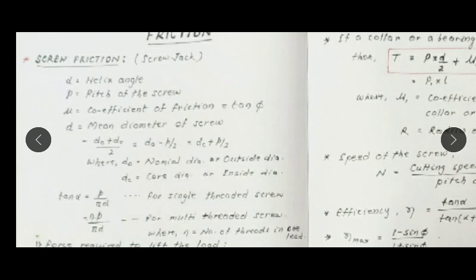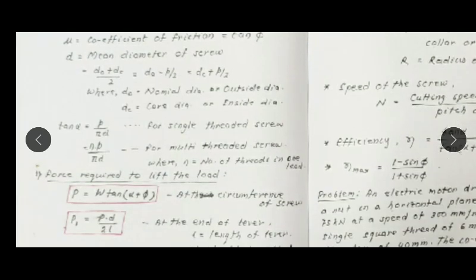Tan alpha is the most important parameter which can be calculated for solving problems. Tan alpha equal to P upon pi D for a single threaded screw, and tan alpha equal to N P upon pi D for a multi-threaded screw, where N equal to number of threads in one lead. It can be 2 or 3, whatever it may be.